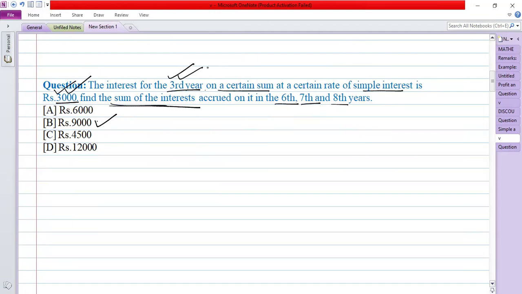So here it was given that in the third year the interest is 3000. But rather than the third year, it can be any year. So whatever interest is given for any year, in simple interest, the interest for every year will be the same.